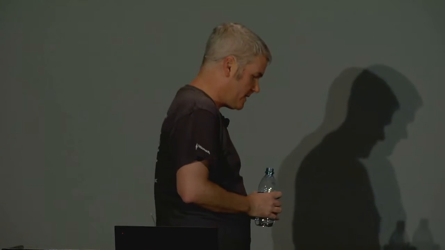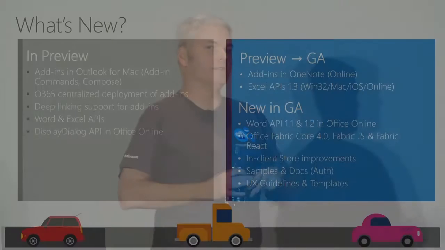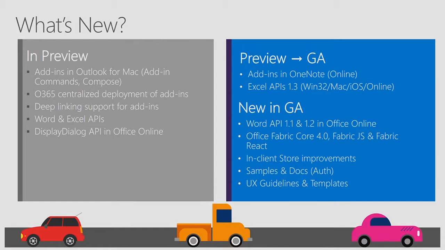And then UX guidelines and templates. So this is another thing that with the Fabric, the Office team provides a lot of templates and guidelines to help you guys build your UI in a consistent way that matches Office. Okay?